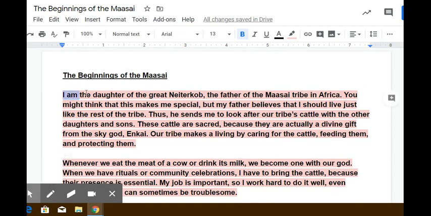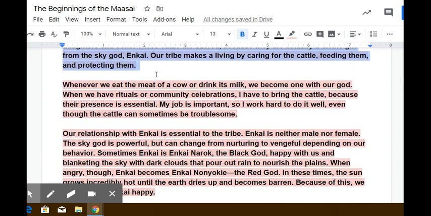I am the daughter of the great Nitirkab, the father of the Maasai tribe in Africa. You might think this makes me special, but my father believes that I should live just like the rest of the tribe. Thus, he sends me to look after our tribe's cattle with the other daughters and sons. These cattle are sacred because they're a divine gift from the sky god, Enkai. Our tribe makes a living by caring for the cattle, feeding them, and protecting them. Whenever we eat the meat of a cow or drink its milk, we become one with our God.